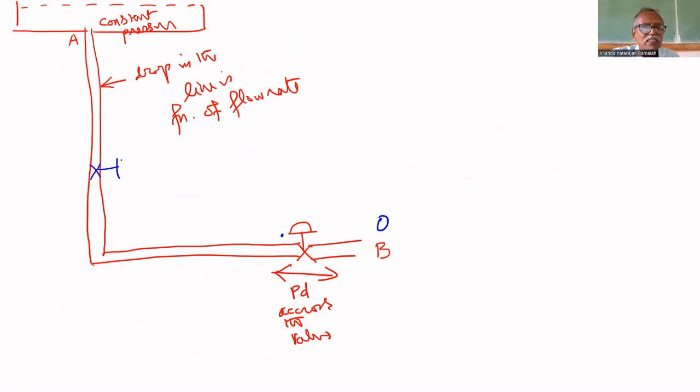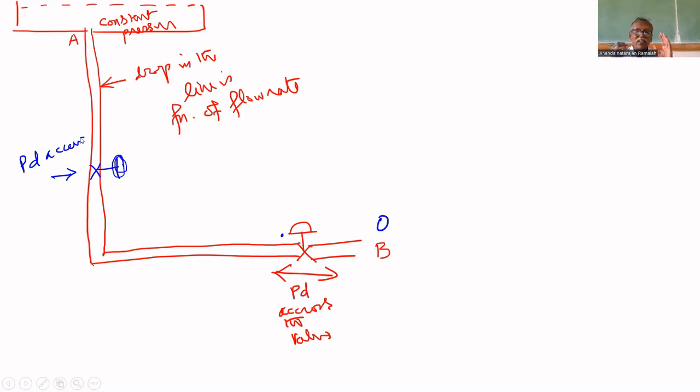But I am closing this. If I close that, I am introducing some resistance in the line. Am I correct or not? That's why the pressure will drop here. More pressure drop will happen here, and so the pressure across the valve will be reduced further.